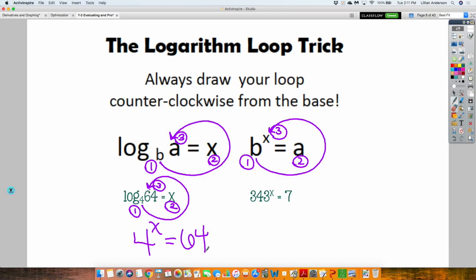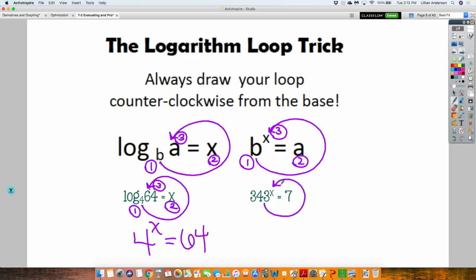When you end, to get to the third one, you just stop at the first number, exponent, or base? No, we started at the base, we ended at the 64. So we started at the 4, we ended at 64. So whatever's after the base, that's where you end. Yes. Okay?